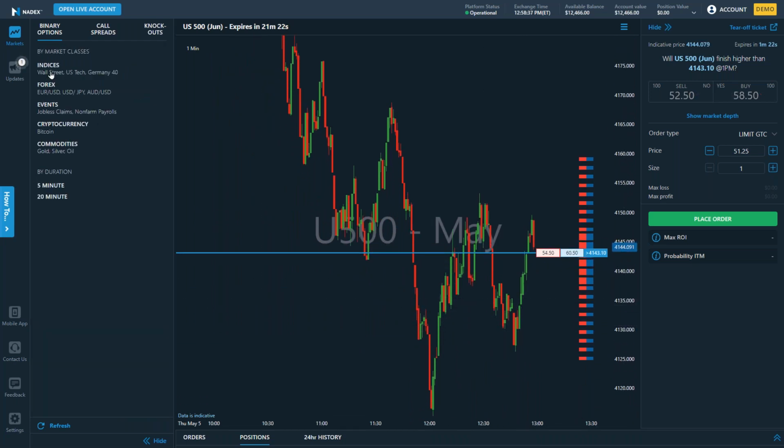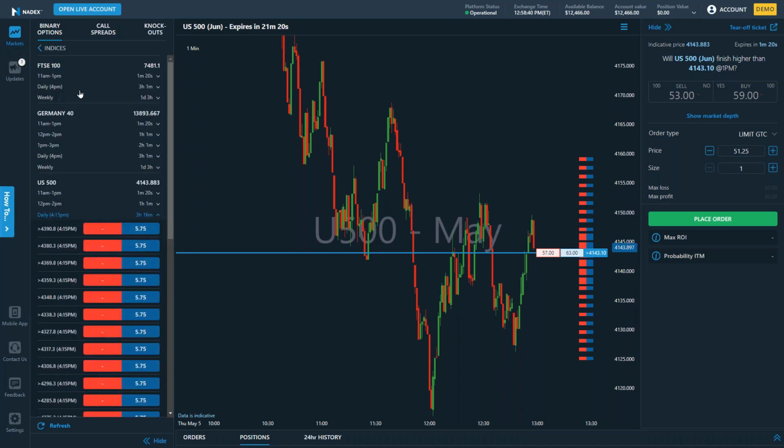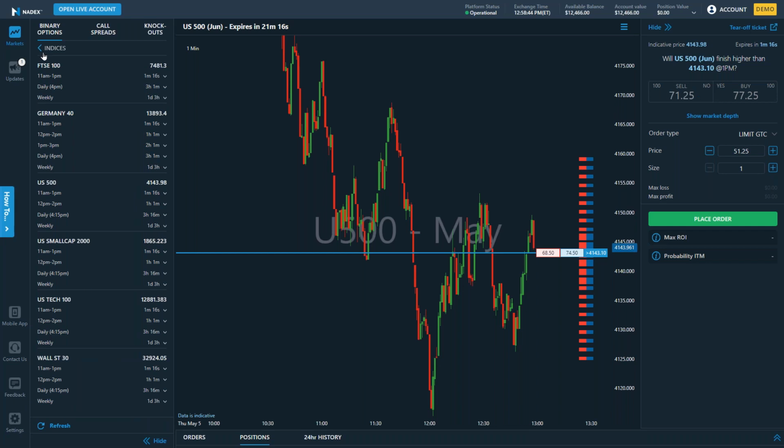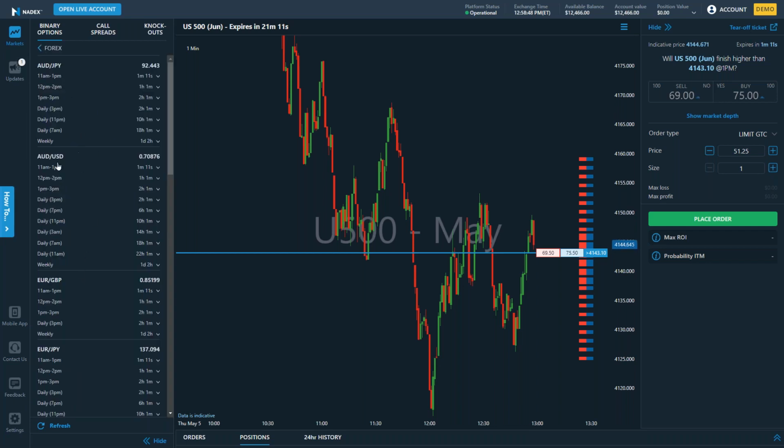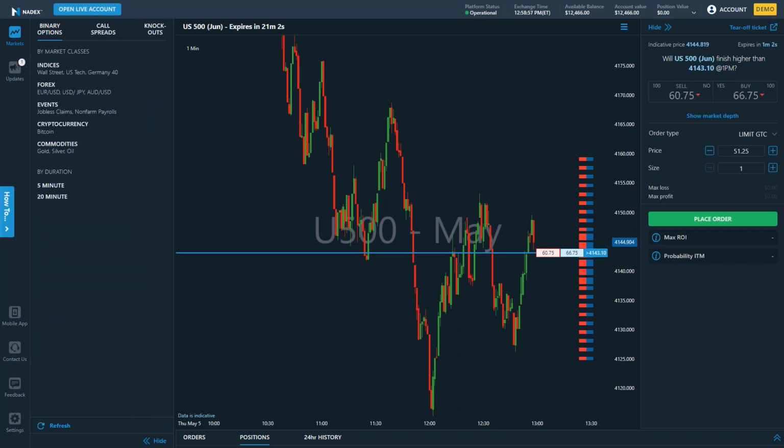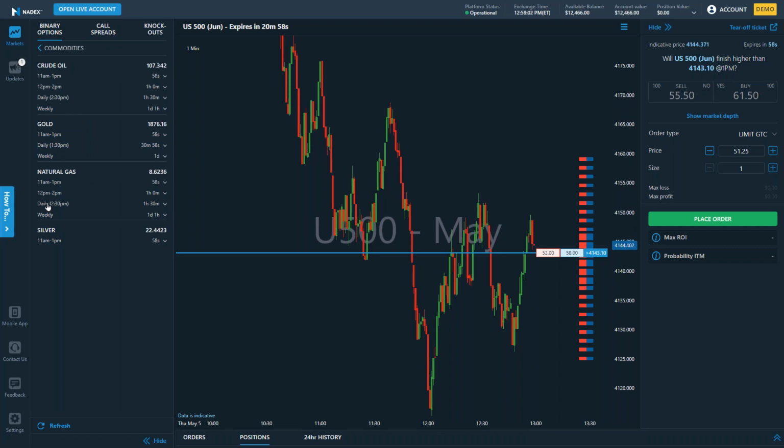If I want to go into the indices, you can see I've got a variety of different expirations for each index. I've got foreign exchange across the board, again a variety of expirations that are beyond the 5 minutes: hourly, 2-hourly, midday, daily. Commodities, right? You've got a choice: crude oil, gold, nat gas. So we do give you a lot of choices for your binary options.